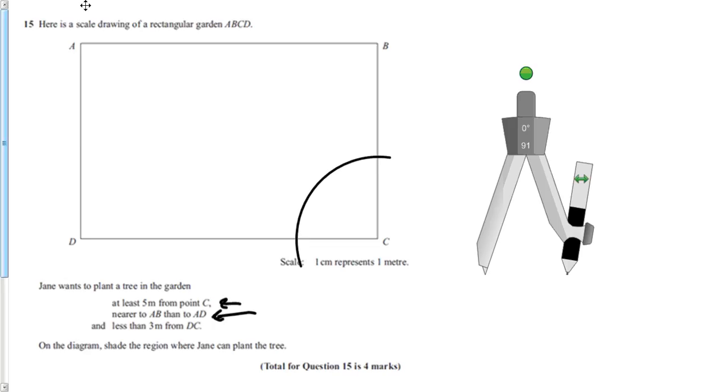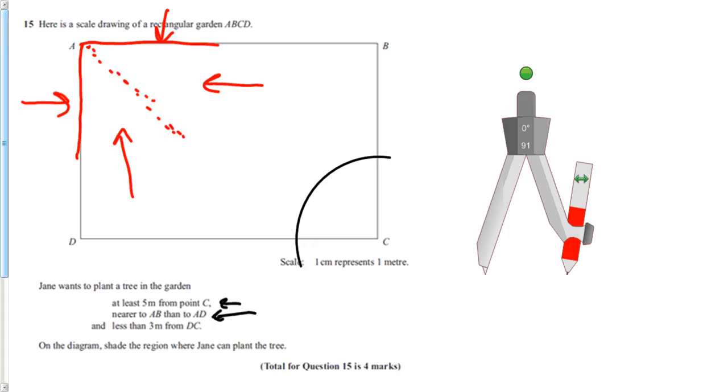Now AB is this line up here, AD is this line here. So if we're getting closer to this line than this line, we've got to draw a line which cuts it in half. Then everything on this side of the line is going to be closer to AB. Everything on this side of the line here is going to be closer to AD. But what we've got to do is we've got to draw in this dotted line so that it splits it in half.